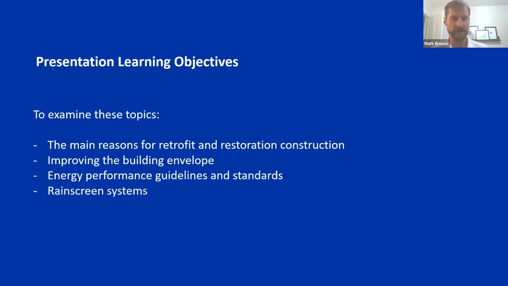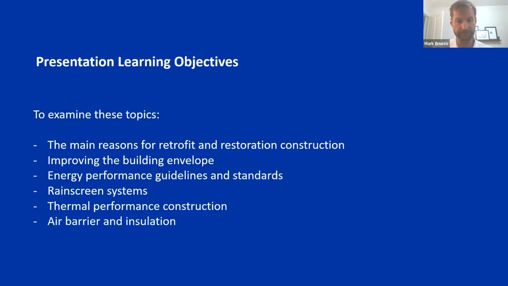We are going to examine rain screen systems, what they are, and how they are tied in with retrofit projects. What are they? What do they look like? As part of rain screen systems, we're also going to examine thermal construction performance and what that means. I'm going to briefly look at air barrier and insulation because those components of the envelope go hand in hand with rain screen cladding systems and thermal construction.